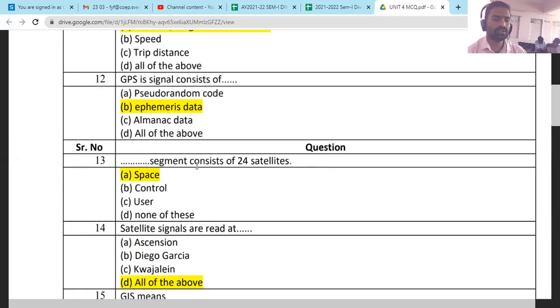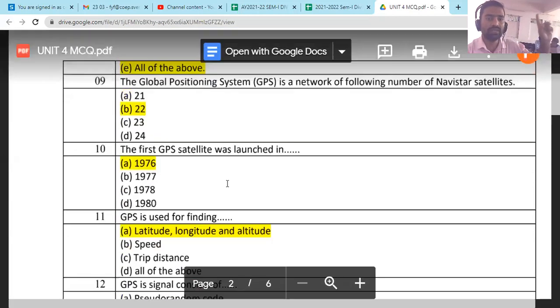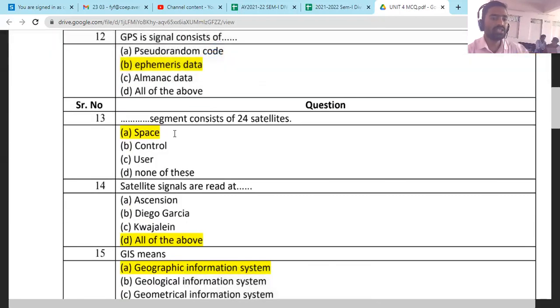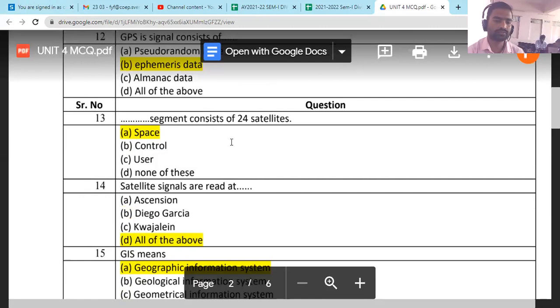Space segment consists of 24 satellites. See, Navstar consists of how many satellites? Navstar consists of 22. Okay. Next, space segment consists of 24 satellites. Write down this one. Space segment consists of 24 satellites.